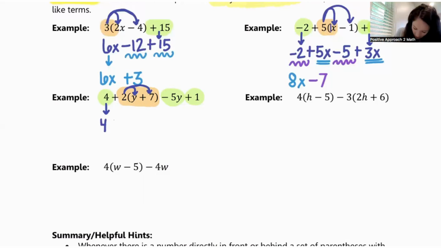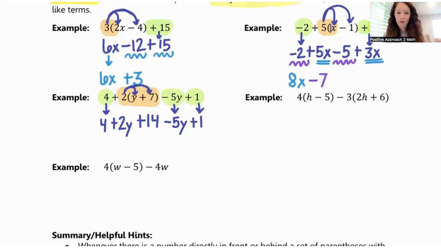2 times 1y is 2y. 2 times 7 is 14. I will bring down this negative 5y, and I will bring down this 1. Do not get distribute happy and distribute that 2 to everything. It's only related to those things in the parenthesis.